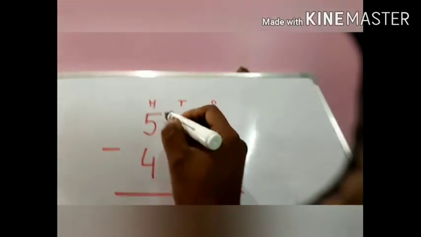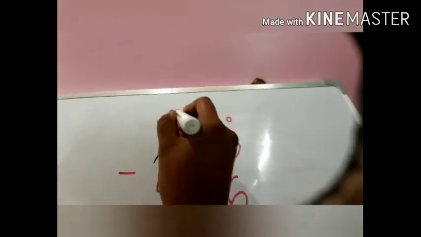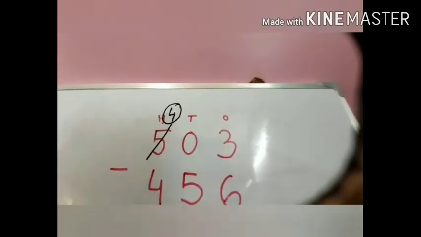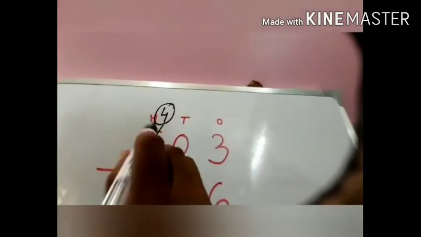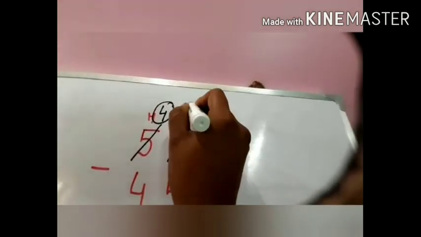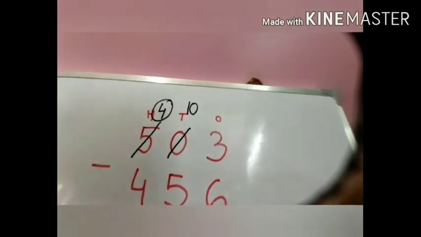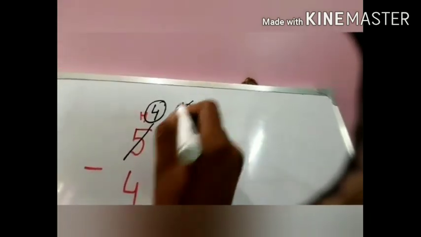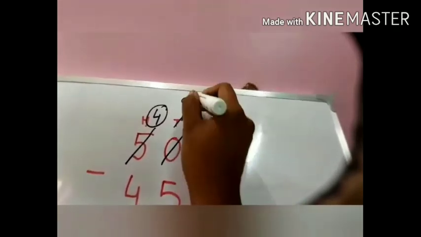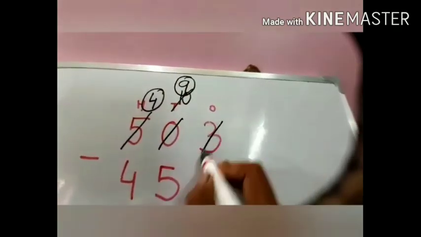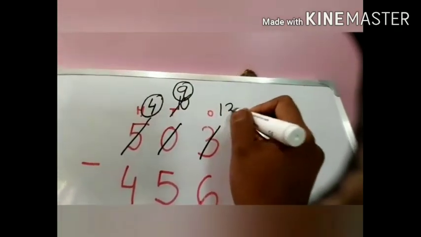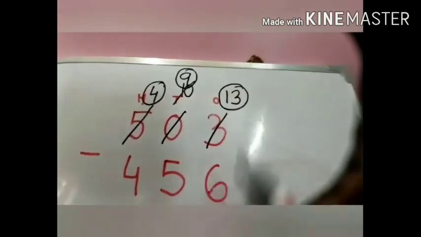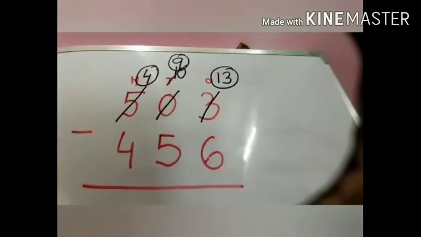So 5 will become 4. And I am borrowing 10 here. So this will become 10. So from this 10, now I will borrow 1 here. So this will become 9. And this will become 13. Now we can do the calculations easily.